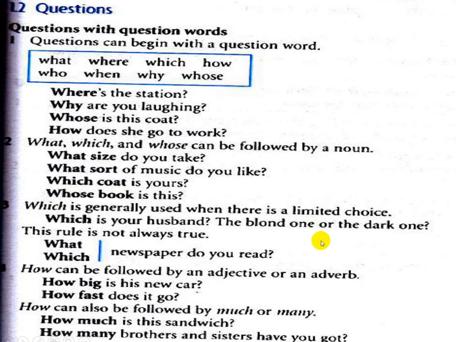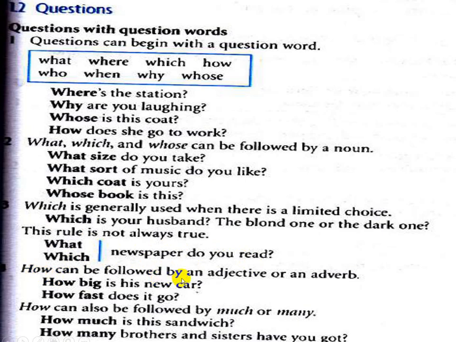Generally, which is used when there is a limited choice. For example, which is your husband? The blonde one or the dark one? But this rule is not always true. For example, here we can say which newspaper do you read? If there is no limited choice, there is no limited number of newspapers. What newspaper do you read or which newspaper do you read?